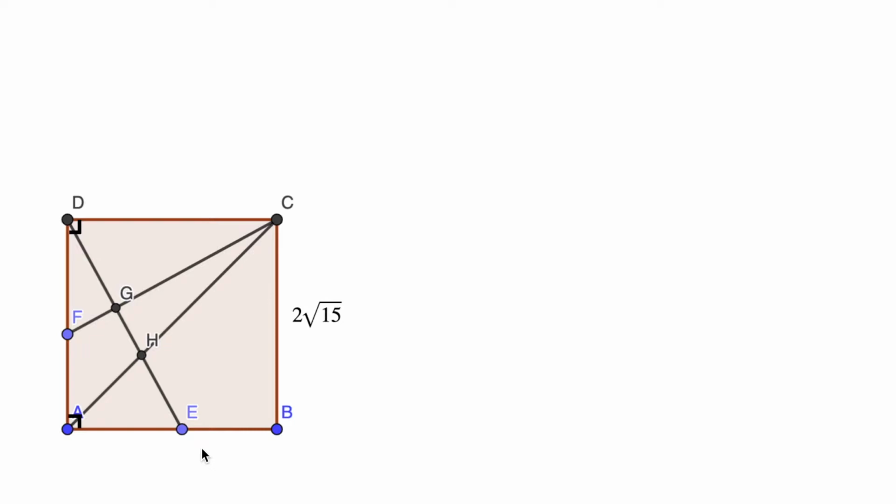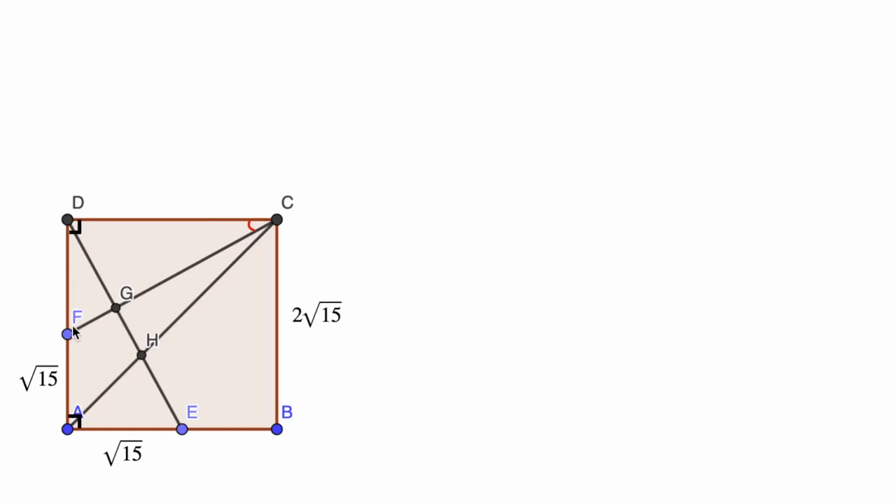Since E and F are midpoints, let's first label them as half the side length, which would be square root 15. From this, you can kind of guess that there might be some similarity involved. So let's first examine some angles and see where it leads us. Let angle DCF be red here. And now let's stop and notice for a moment.